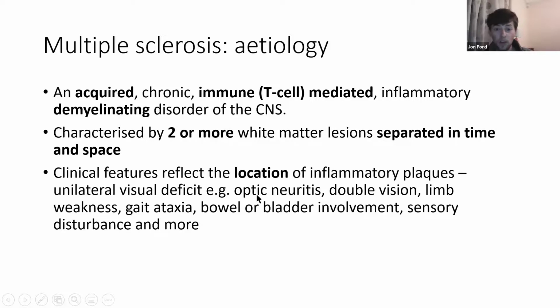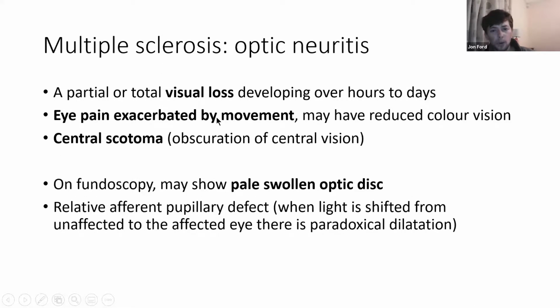And it can have, obviously, as I'm sure you're aware, lots of different ways of presenting. So optic neuritis is quite a common one, double vision due to ophthalmoplegia, limb weakness, gait ataxia, etc. Optic neuritis is a partial or total visual loss developing over hours to days. This usually is associated with eye pain that's exacerbated by movement, and they may have reduced colour vision preferentially. A central scotoma is this kind of loss and blurring of the central vision.